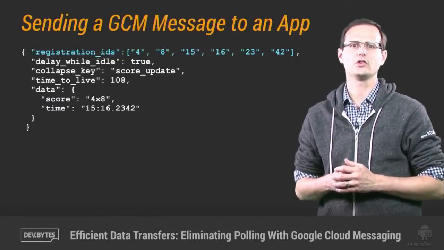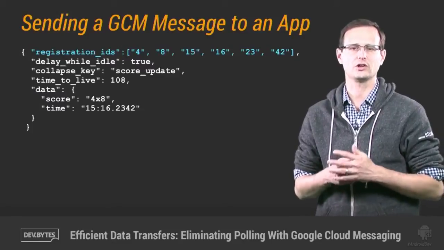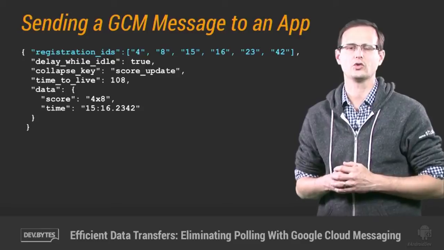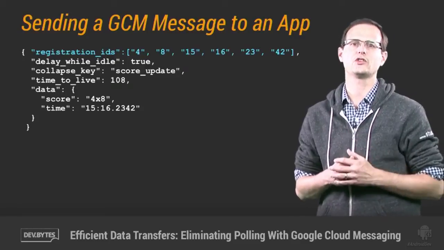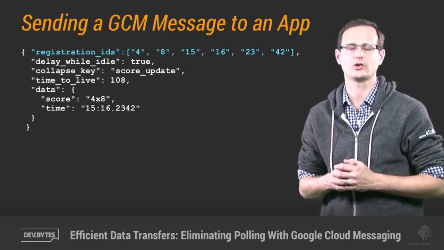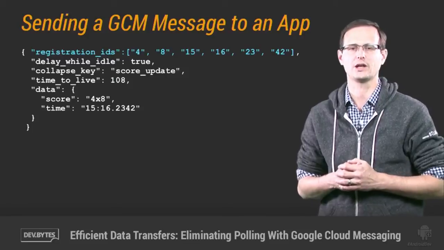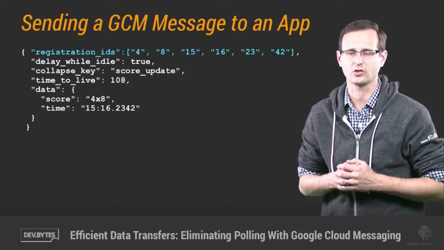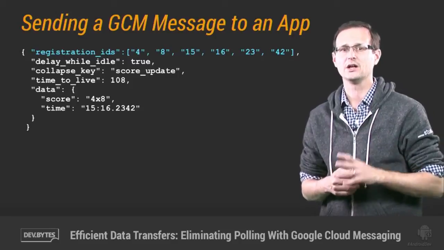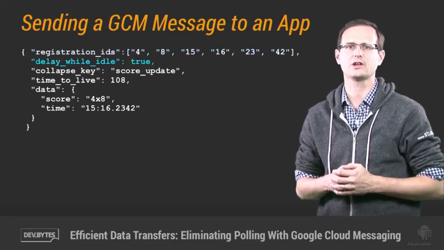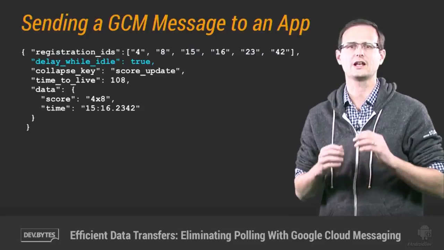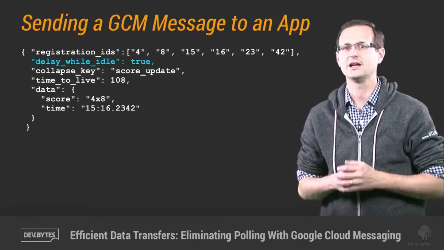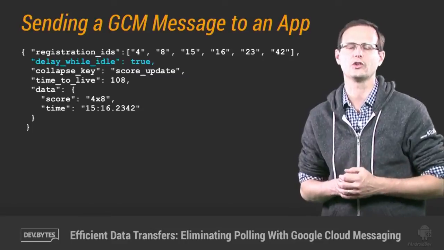You can set up your server using either HTTP or CCS using XMPP and encapsulate payloads as JSON or plain text. Here we're using JSON to create a message starting with the registration IDs to which we want to transmit our message. By default, your app will receive GCM messages even if it's not running and the phone is on standby. You can help minimize battery drain by setting delay while idle to true, indicating that your message doesn't need to be sent immediately if the device is on standby. Instead, these messages will be queued until the device becomes active.